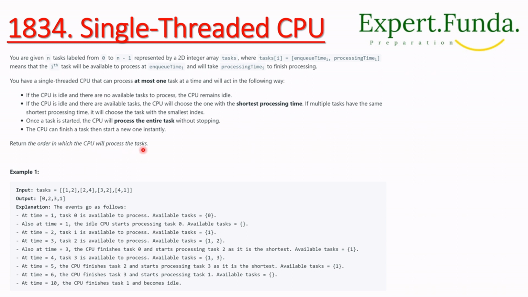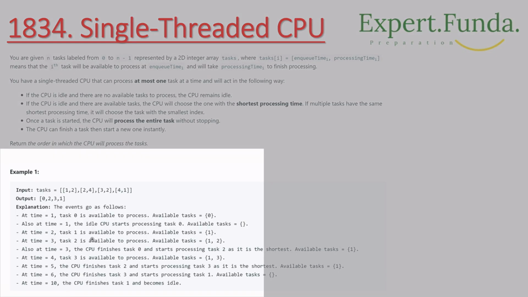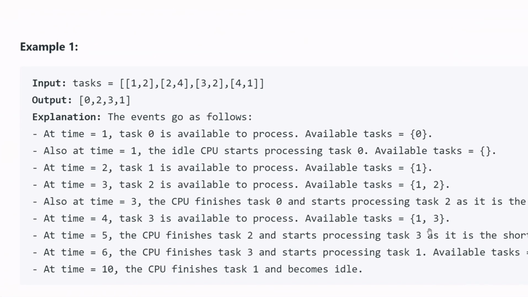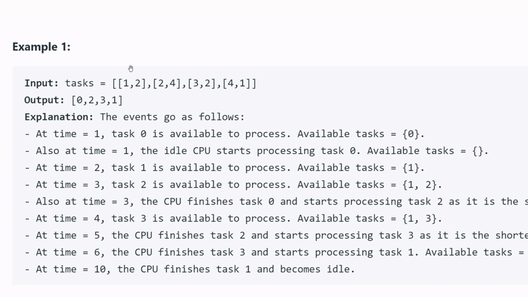So let's understand this one. This is the first example we have been given. In the first example, the tasks are given as 1 2, 2 4, 3 2, 4 1, and this is the input. Let's see how the events go.